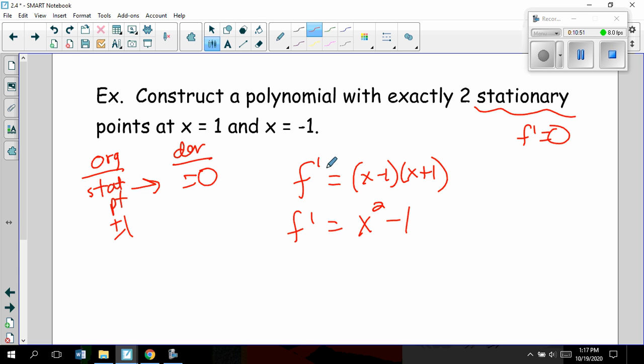Notice I wrote f prime again because I've not taken a derivative, I've not taken an antiderivative, I've just simplified an equation. But now I want to go back and figure out what my original was. So instead of writing f prime, I'm going to write f, and I'm going to use up the power, over the power. So up the power to 1, over the power to 1, and then I don't forget my plus c.